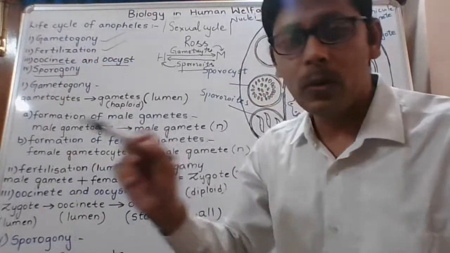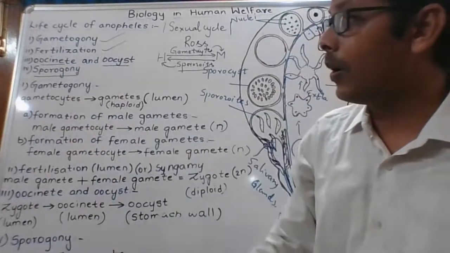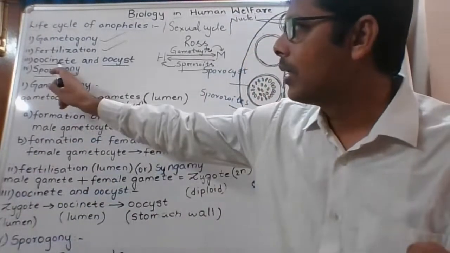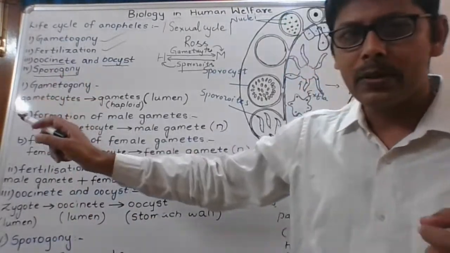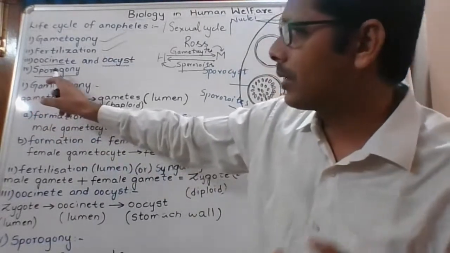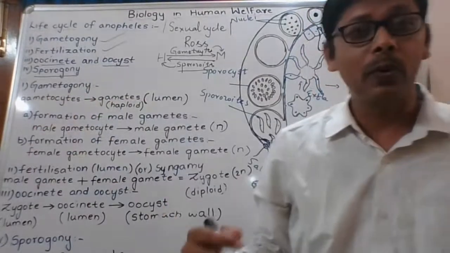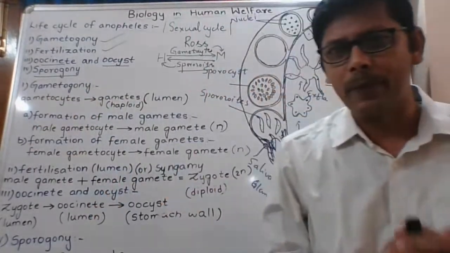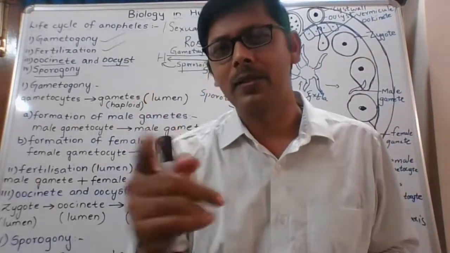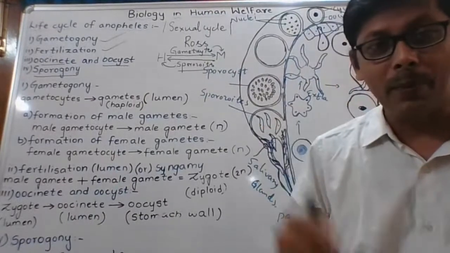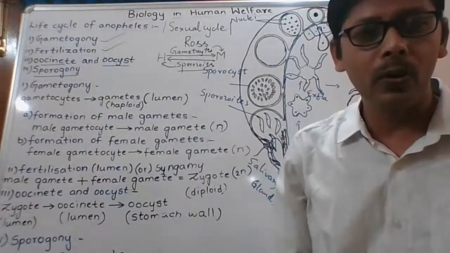Next stage is fertilization. The third one is formation of ookinete. These spellings are very important. Ookinete. These are new terms. You have to practice them. You can master them if you practice them. Ookinete, oocyst, and the last one is sporogony. Gametogony, fertilization, formation, and sporogony.